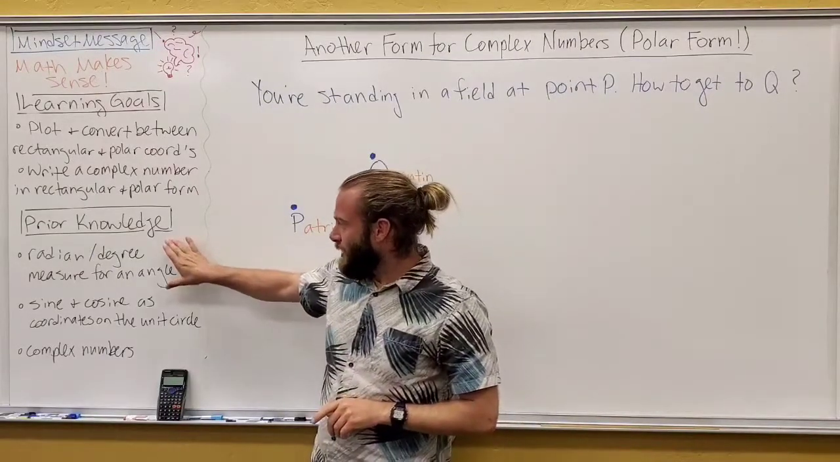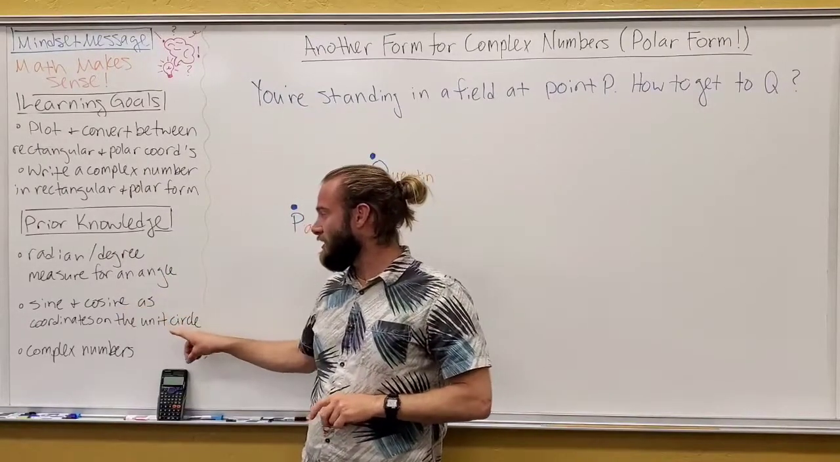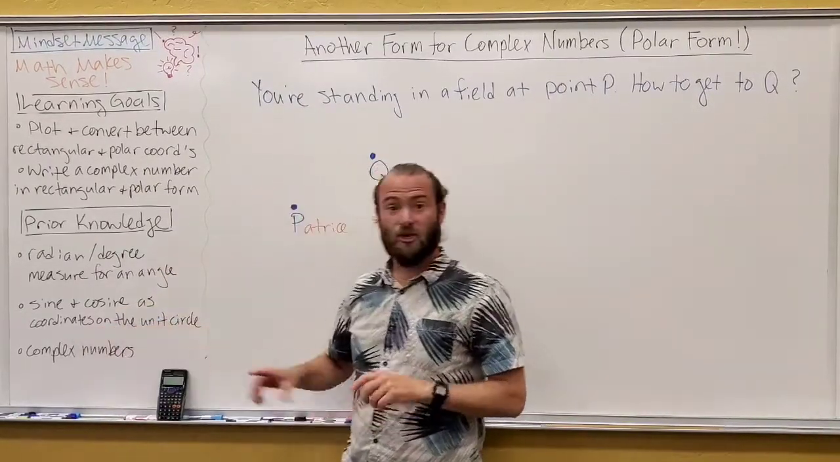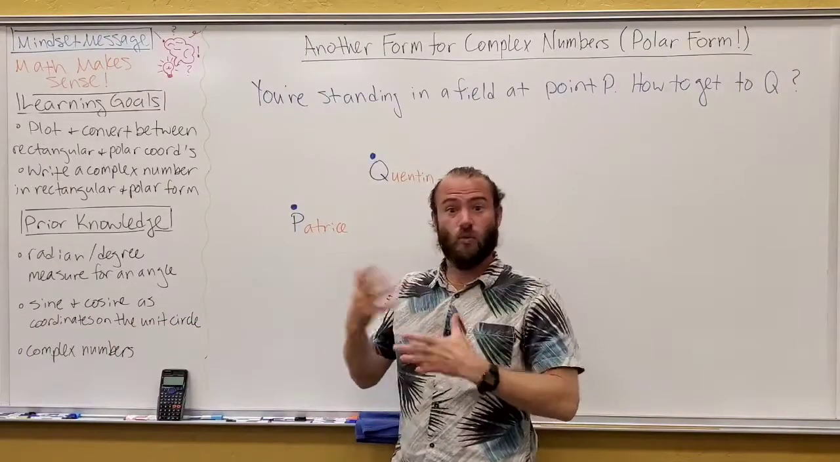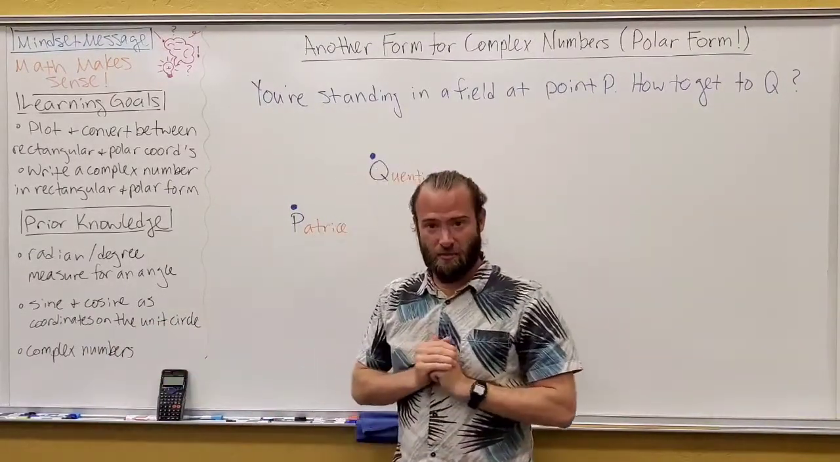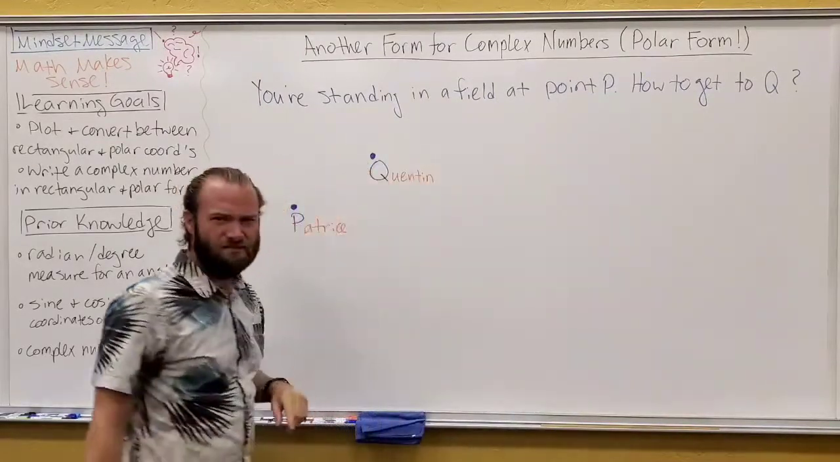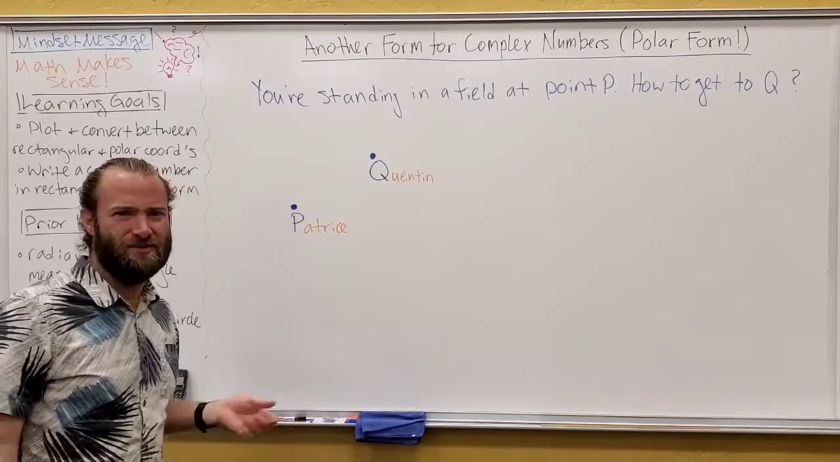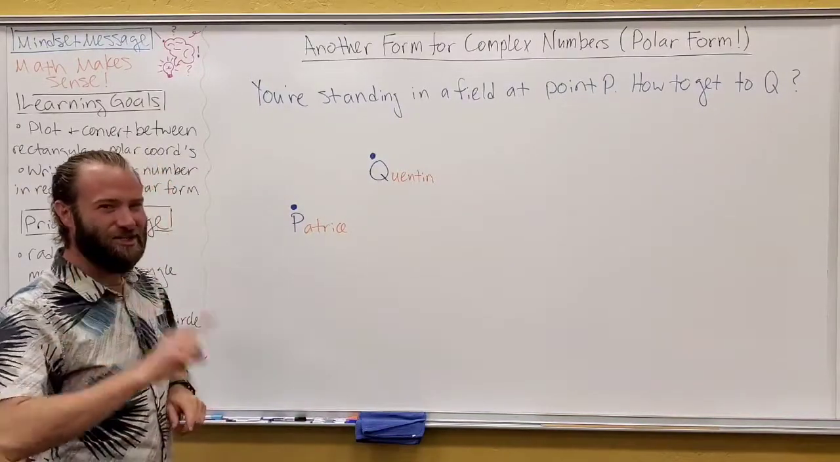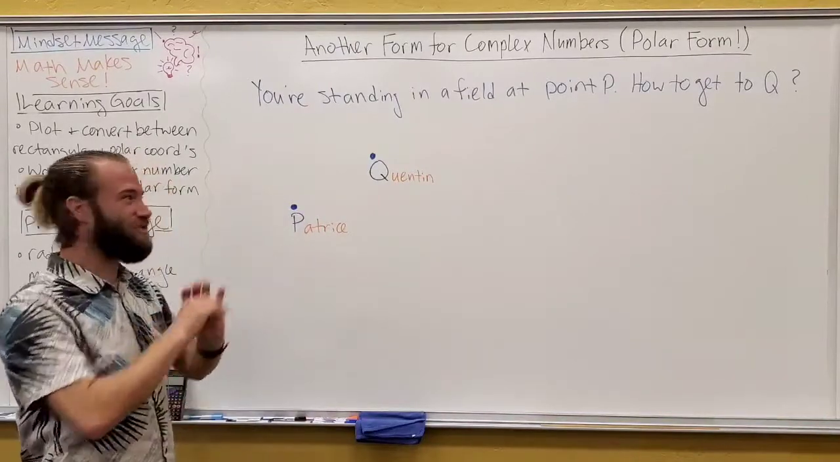Prior knowledge: remembering radian and degree measure, specifically sine and cosine, and thinking of them as coordinates on the unit circle, but just working with them in general, as well as the stuff we've been doing with complex numbers. Let's dive into our very first question. And no, this is not a trick question. It is a very basic, simple question, but we're building a foundation here.